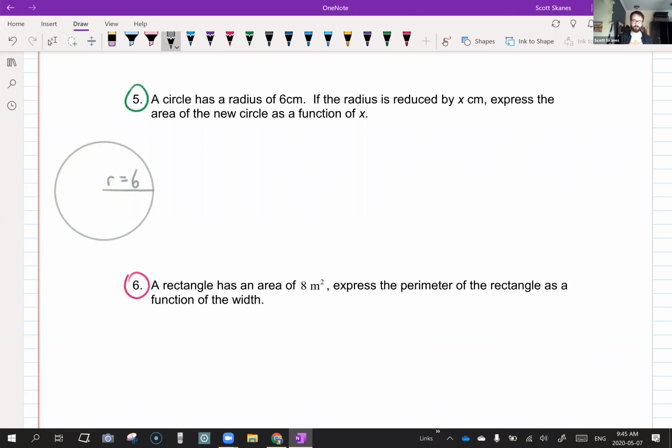If the radius is reduced by x centimeters, express the area of the new circle as a function of x. So we need area of the circle as a function of x, okay? Take a few minutes. This is a very, very small question. It's just a matter of thinking through it and you'll be done, okay? See if you can get the answer. Take 1 or 2 minutes if you need it, but I want to see some answers in the chat.